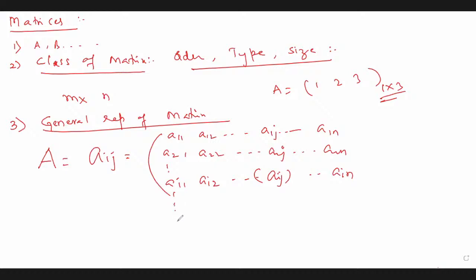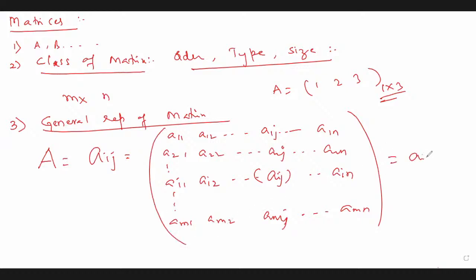Similarly, A is an element in the mth row, first column, mth row, second column, mth row, jth column, right? Mth row, nth column. It represents the matrix which is of m by n. This is called the general representation of matrix. You can write this one as Aij of m by n. While types of matrices comes to this one, you can take the screenshot of this if you want.